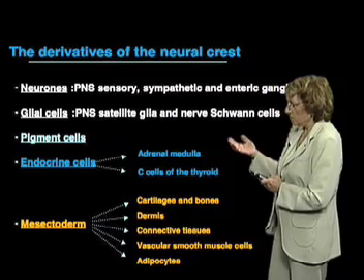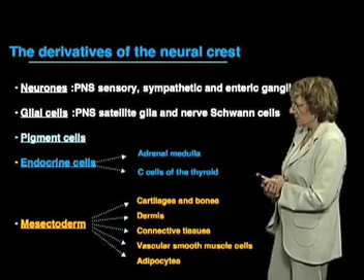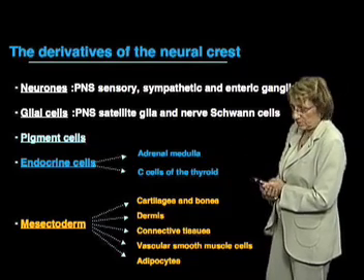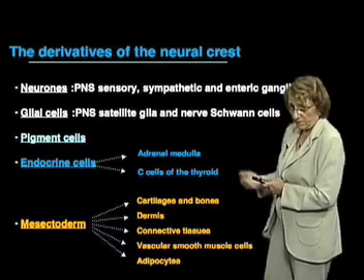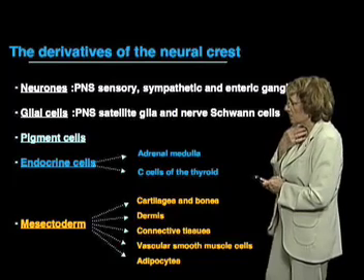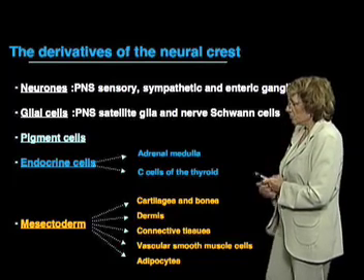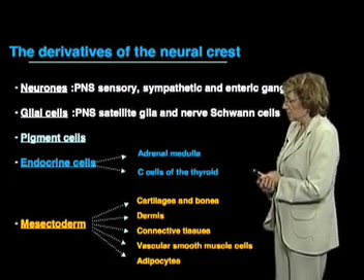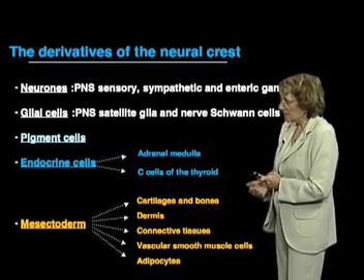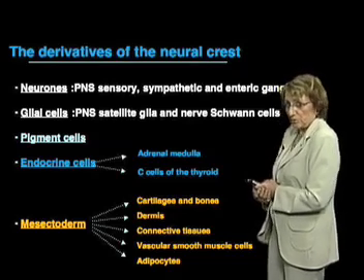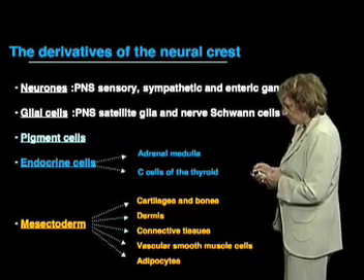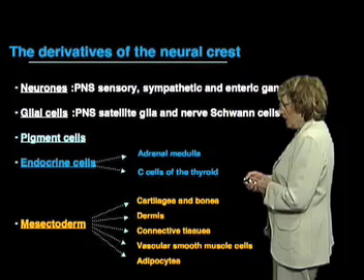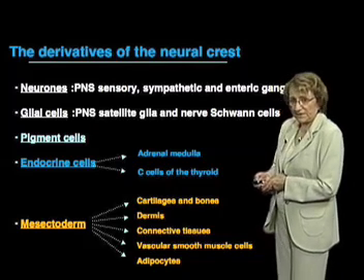The cell types which arise from mesectoderm are cartilage, bones. They form the connective tissue of the dermis, connective tissue associated with the striated muscles which are at the head level, like the masticatory muscles, for example. They form the vascular smooth muscle cells and also the pericytes, and they form also adipocytes, for example, adipocytes in the dermis.